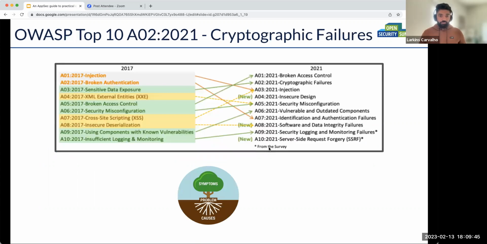Then cryptographic failures, a new category added to OWASP 2021. Earlier, it was sensitive data exposure, and now it is cryptographic failures. As OWASP states, it is about root cause versus symptoms. Earlier, we focused on the symptoms, but not on the root cause. The root cause for sensitive data exposure is cryptographic failures.